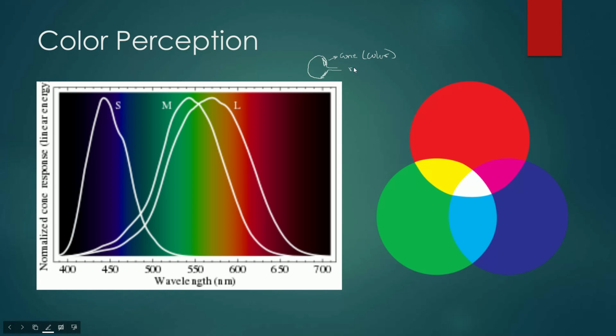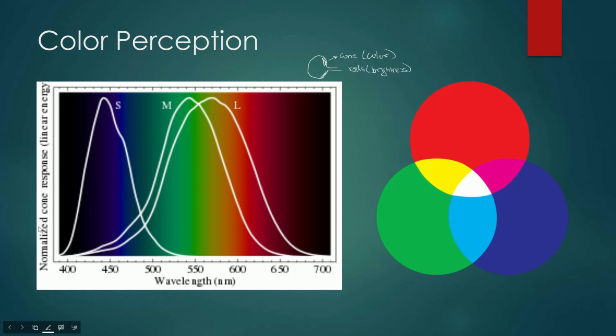And then there's also rods which detect brightness. Okay, so they don't detect color, but they can detect brightness. And so if you didn't have any cones, you just had rods, you'd see in black and white. You could see light and dark, but you couldn't see any color.